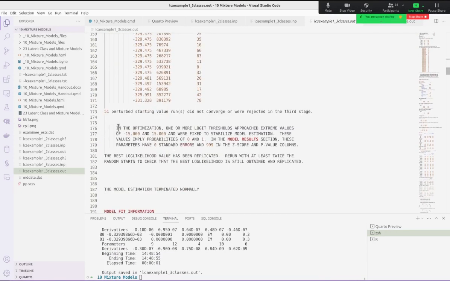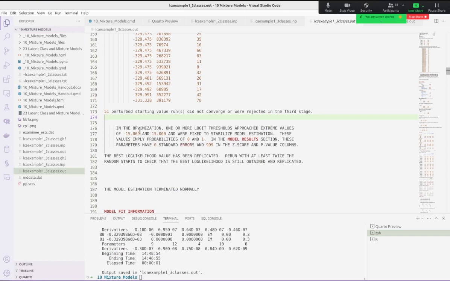One thing it does warn us, though, is 1 or more logits got extreme, and we had to fix it to stabilize model information. This is the case where I'm going to guess that at least one of those classes had very few people in it. Why I'm guessing that is, think of it this way. This logit, the probability, this is the proportion of people who are answering an item correct.